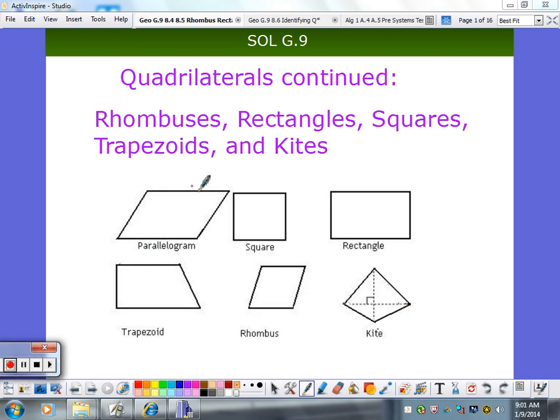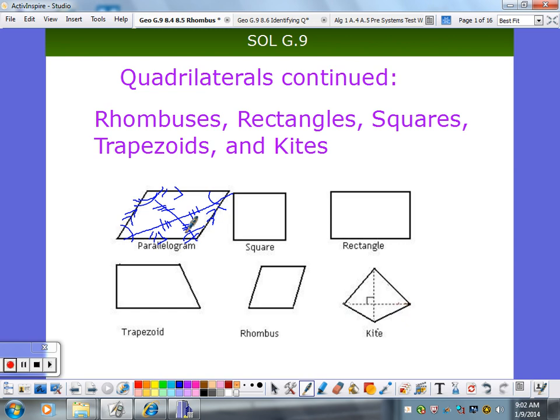We have already looked at the parallelogram. Parallelogram, right? Opposite sides are parallel, opposite sides are congruent, opposite angles are congruent, right? We know that the diagonals bisect each other. There's probably something I'm forgetting, but those are the general rules.